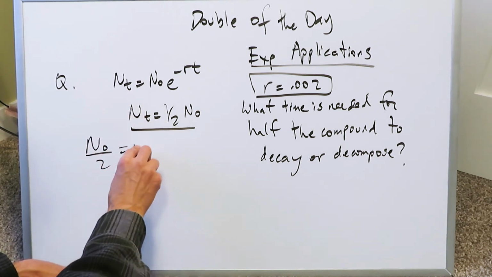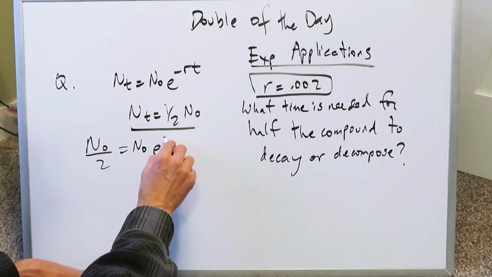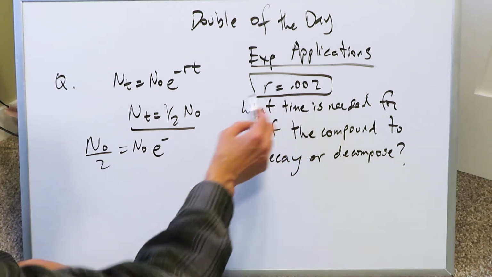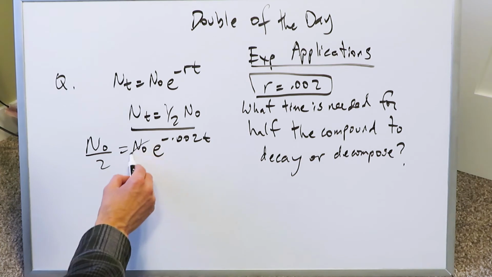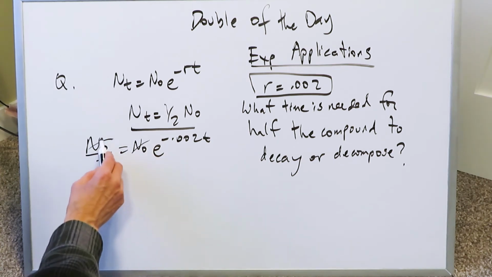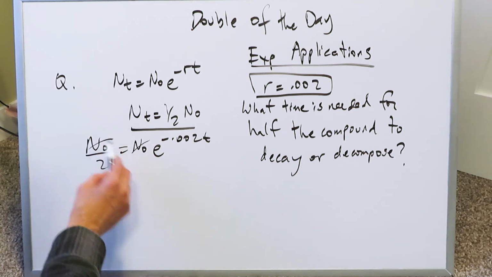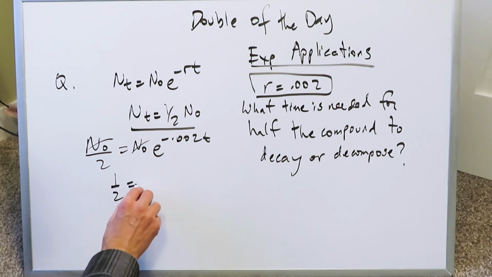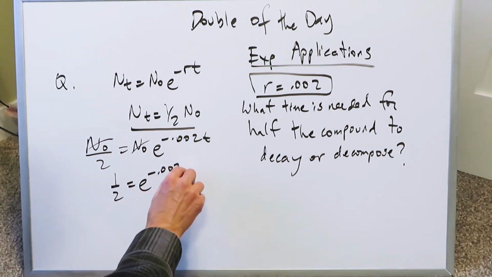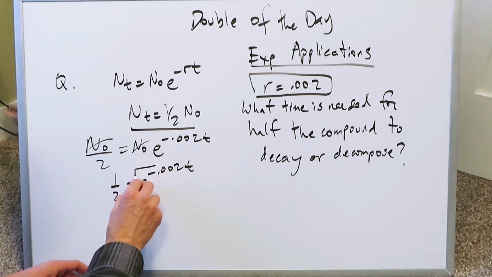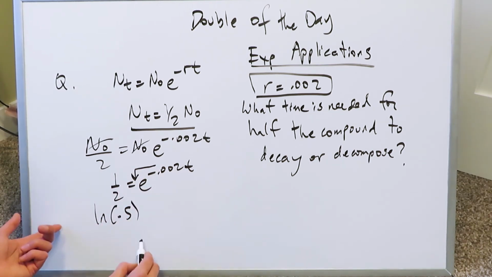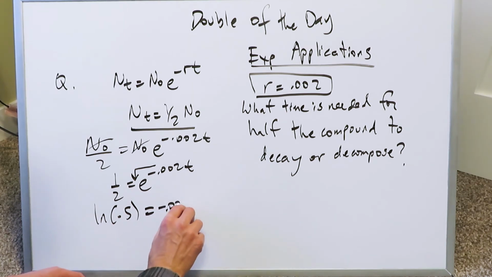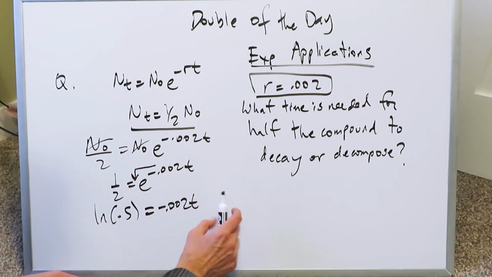N0 over 2 is equal to N0, your initial amount, times e to the minus rt. But I know my r is 0.002, so 0.002t. Look at this, you can cancel this out, because if you take this to the other side, it'll divide. N0 divided by 2N0, the N0s will cancel out. You're looking at 1 over 2 is equal to e to the minus 0.002t. Bring in the natural log, bring this exponent right here. You're looking at natural log 0.5, which is 1 over 2, is equal to minus 0.002t natural log e. This natural log e is equal to 1, so I won't even write it.